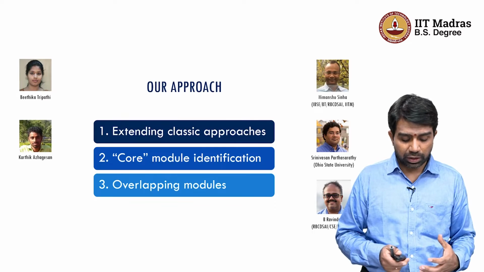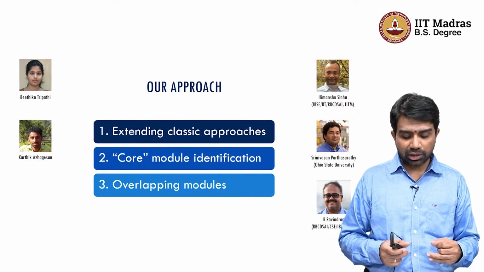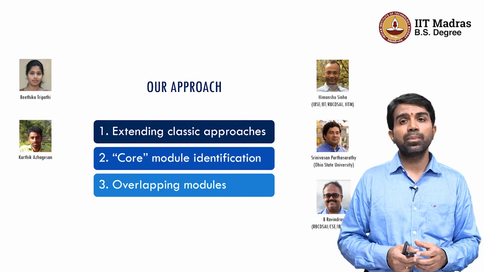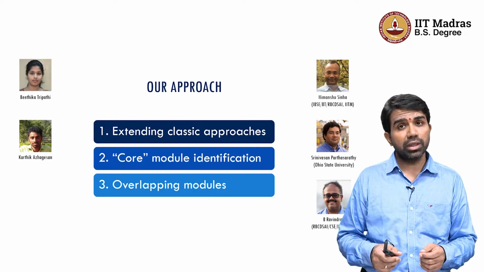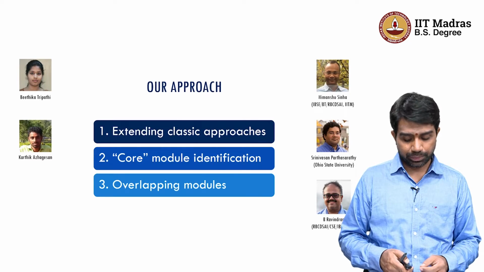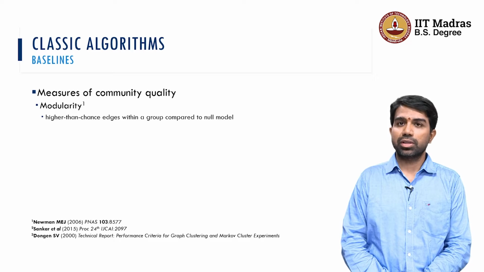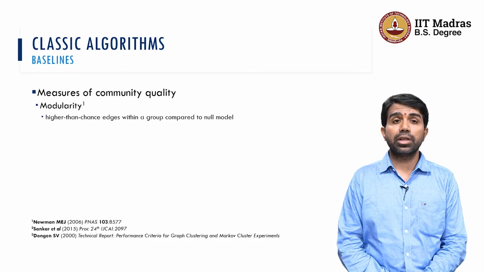So we took three different approaches, trying to extend classic approaches, trying to identify core modules, and most importantly trying to identify overlapping modules, which means that a particular node, a particular protein could be assigned to more than one module in the network. So first let's talk about some of the classic algorithms which give us some sort of baselines. So we first need measures of community quality.